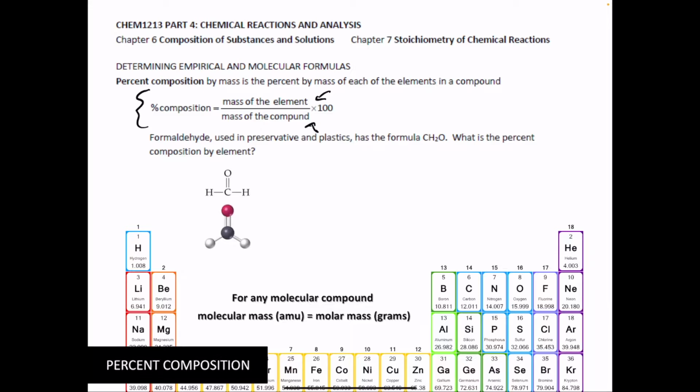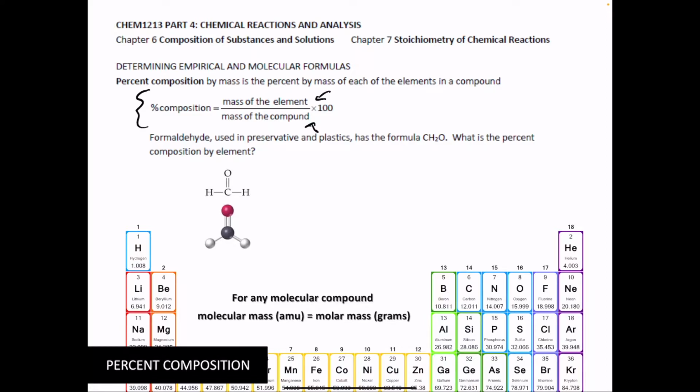So here's an example, formaldehyde, CH2O. What is the percent composition by element? The first thing we want to know is the total mass. We could do this by molecule, or we could do it by mole because those are proportional. So I'm going to do this by mole.